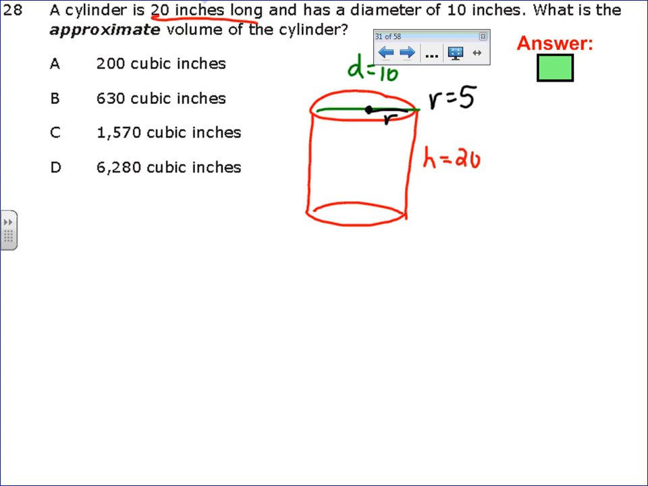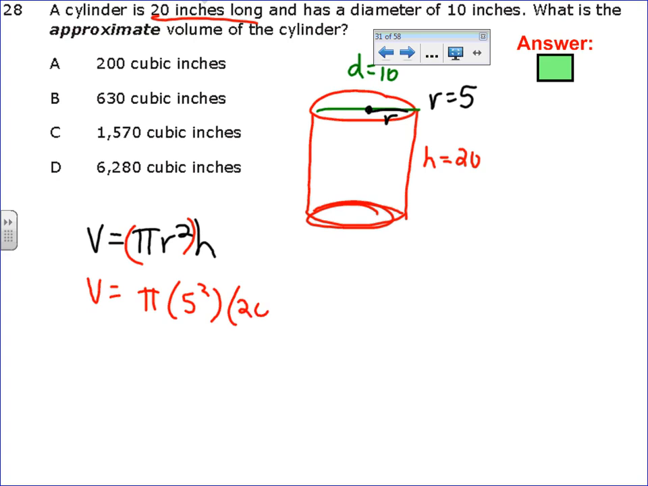And they asked me for the volume. So now all I have to do is use my formula, pi r squared times height. You have to memorize it. They will not give it to you. It's always the area of the base times the height. This is how you find the area of a circle. Alright, so pi times radius, which is 5 squared, times height, which is 20.